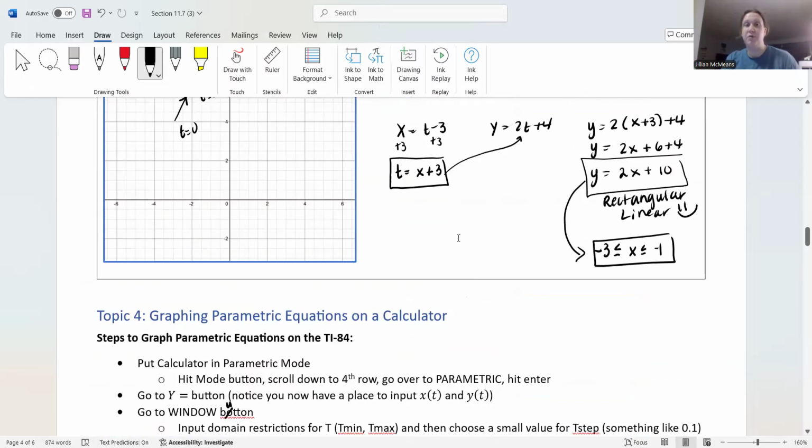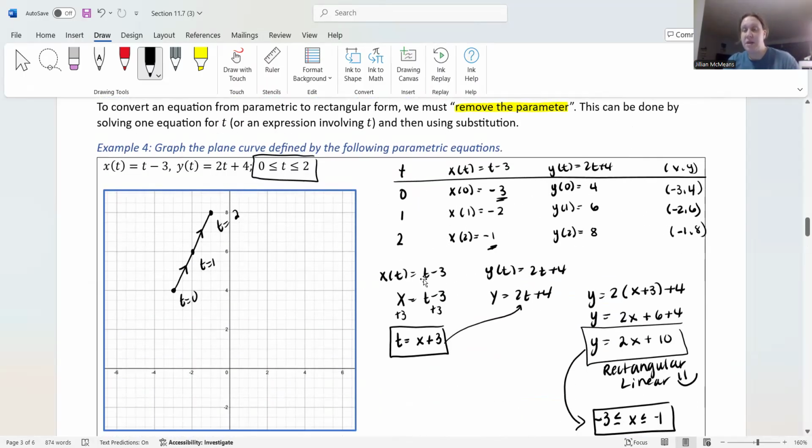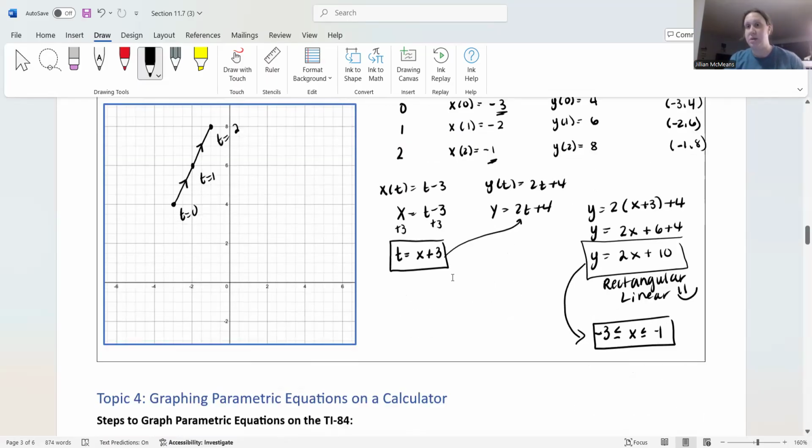If we go back to example 4, remember we had x of t equals t minus 3. We wrote that not in function notation, so we wrote it just x equals t minus 3, and then we solved for t, so we got that t equals x plus 3. Then we took that value for t and plugged it into the other equation, the y equation. That gave us an equation that was just in x's and y's. So when we say removing the parameter, we're literally removing that third variable. Example 4 is one example of how to do that: solve one equation for t, substitute it into the other equation.